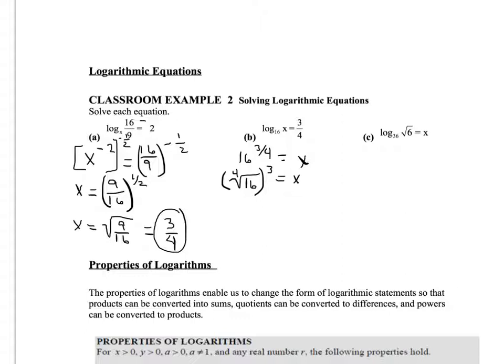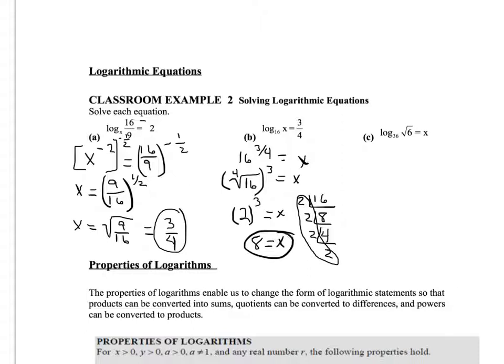Now to clean up the 4th root of 16, if you do not know what number you multiply together 4 times and the answer is 16, that's where you go back to your prime factorization. 2 would go into 16 8 times. 2 goes into 8 4 times, and 2 goes into 4 2 times. Look at that. We have 4 of these 2's being multiplied together. So the 4th root of 16 is 2, raised to the 3rd power. That means x equals 8.